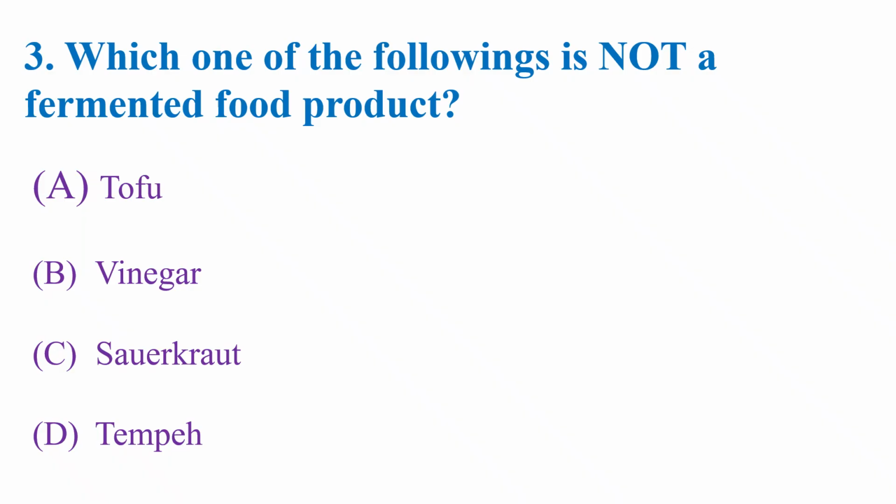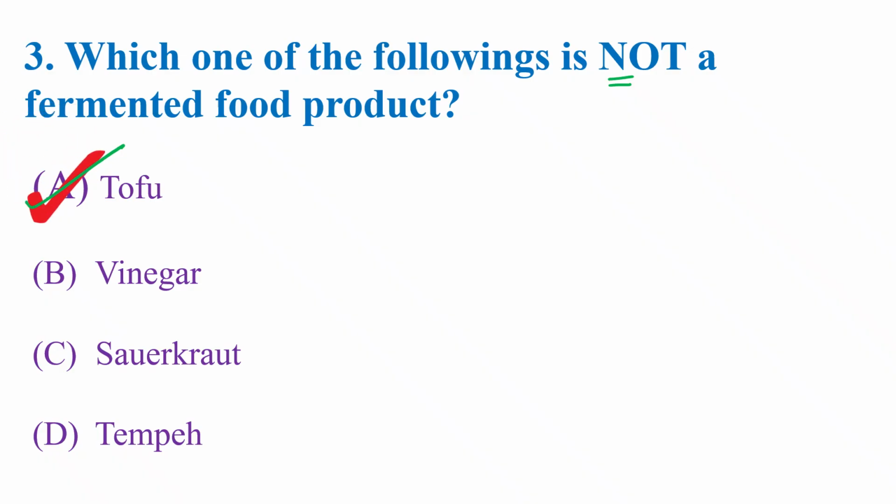Question number 3. Which of the following is not a fermented food product? Tofu, vinegar, sauerkraut or tempeh. So fermented foods are basically produced through controlled microbial growth, which transforms the raw ingredients, like sugars and proteins, into acids, alcohols or gases. So over here my correct option is A, that is tofu.